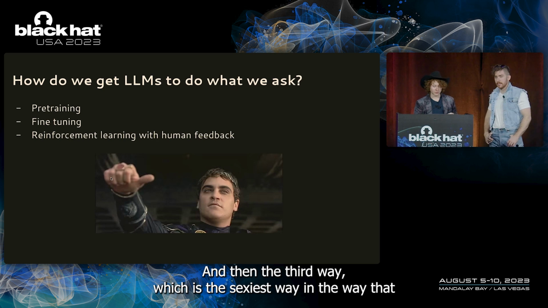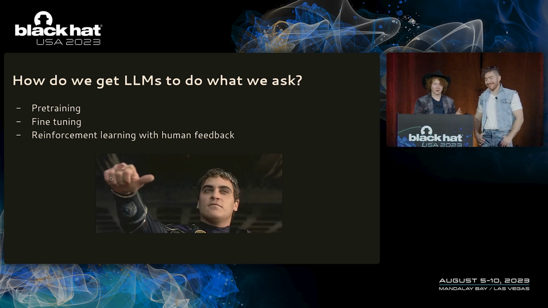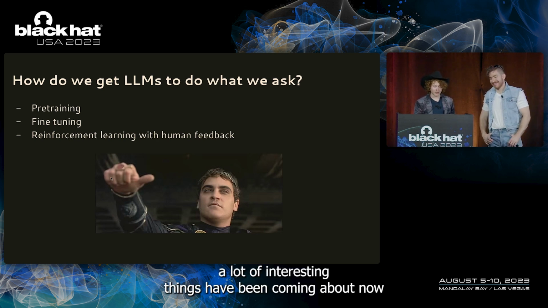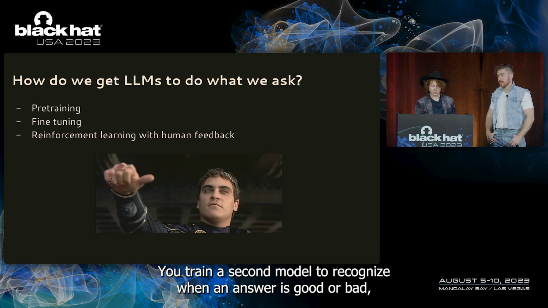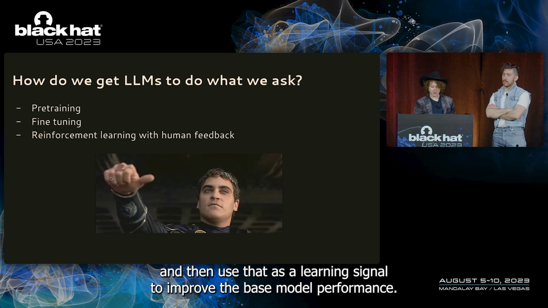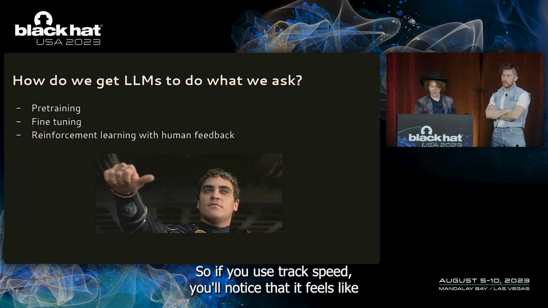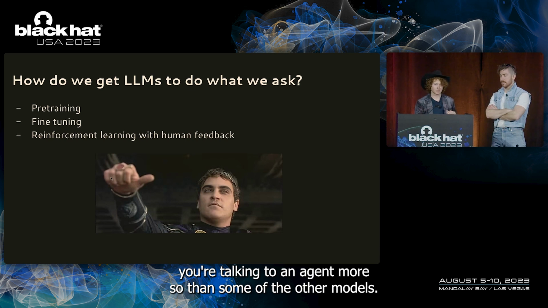And then the third way, which is the sexiest way and the way that a lot of interesting things have been coming about now, is reinforcement learning with human feedback, which is, roughly speaking, you train a second model to recognize when an answer is good or bad, and then you use that as a learning signal to improve the base model performance. So if you use ChatGPT, you'll notice that it feels like you're talking to an agent more so than some of the other models.